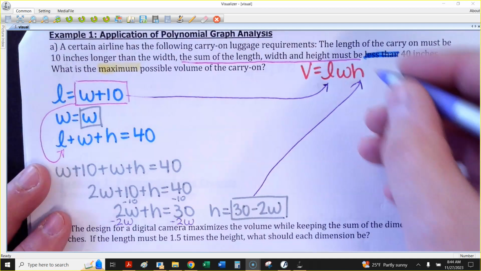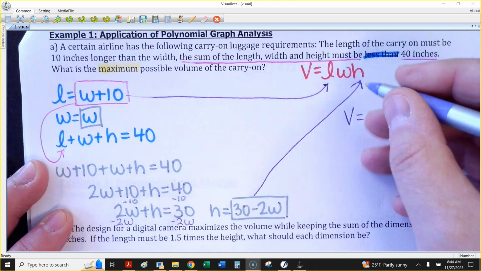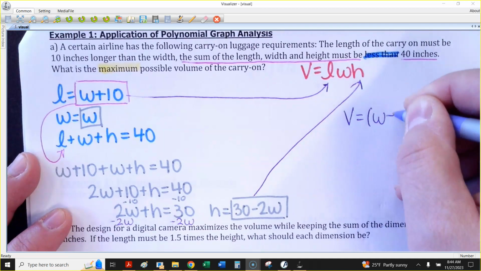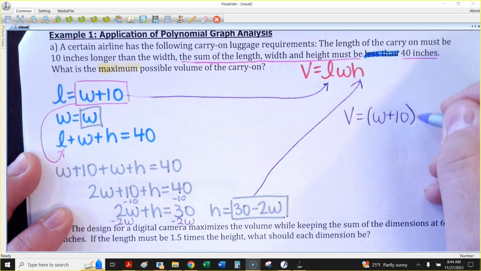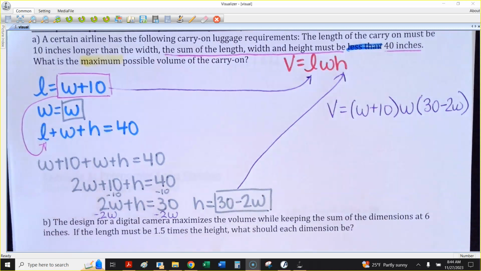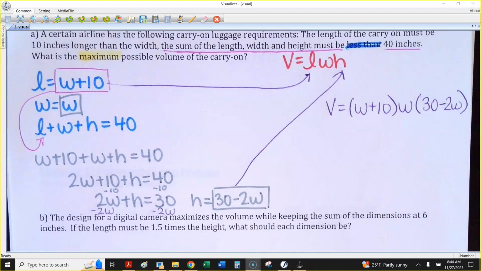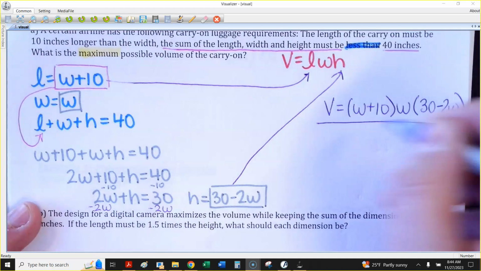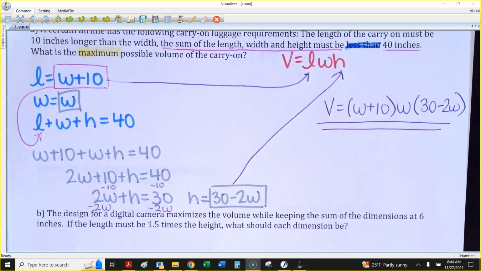Okay, so my volume, the length, I'm just going to put parentheses around this. You don't have to, but I'm going to. So w plus 10. The width, I'm just going to call w. And then the height, I'm going to put parentheses around this, 30 minus 2w. So then my whole volume formula is all in terms of the width. Just having two variables here, this is what's going to allow you to graph this. And you don't have to multiply it out or anything. We can literally just type it in with parentheses, and we're going to use Desmos to do this.